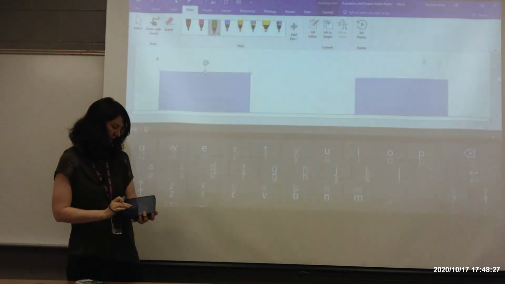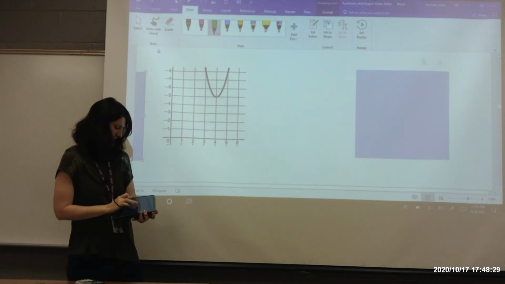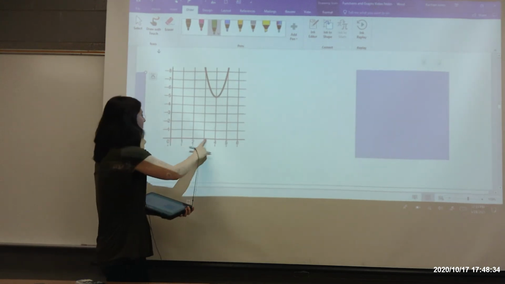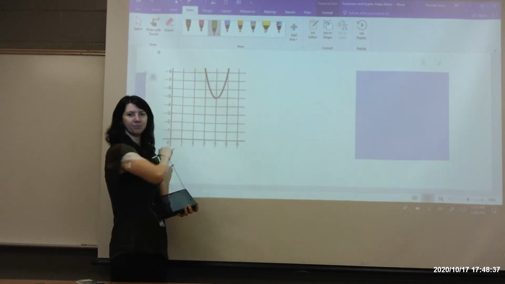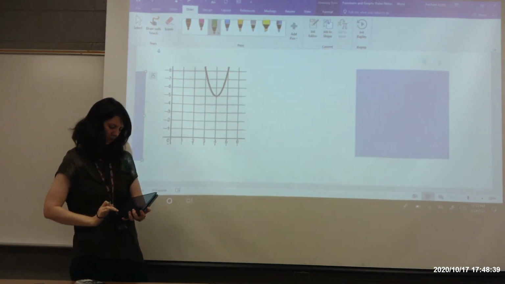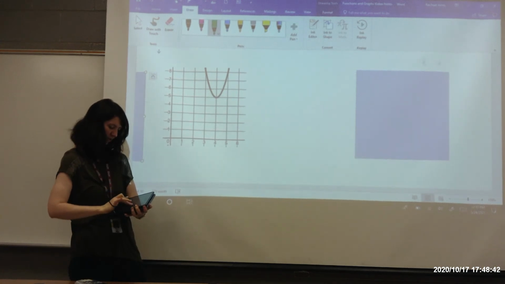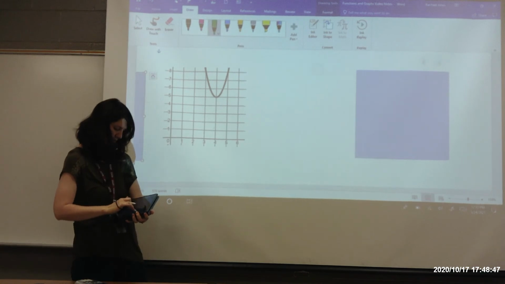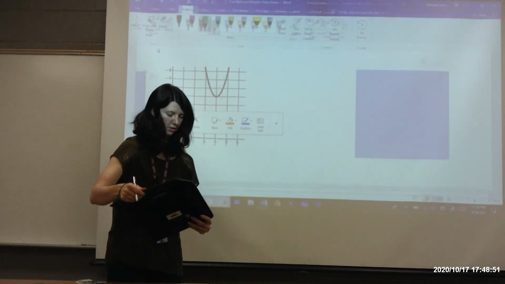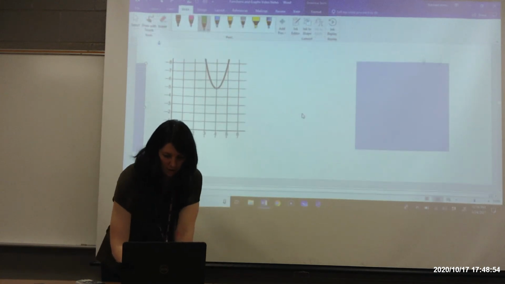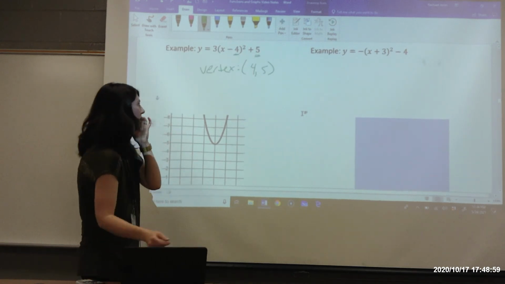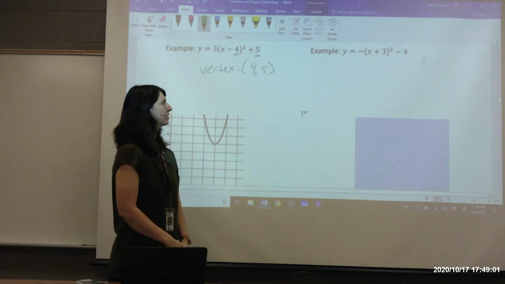And we can verify that on the graph here. If I look at my graph, I see that my vertex is at 4, 5. Okay? So let's see if you can do the last example, if it will let me scroll. There it is. Okay, so take a minute and tell me what the vertex is of this last example.